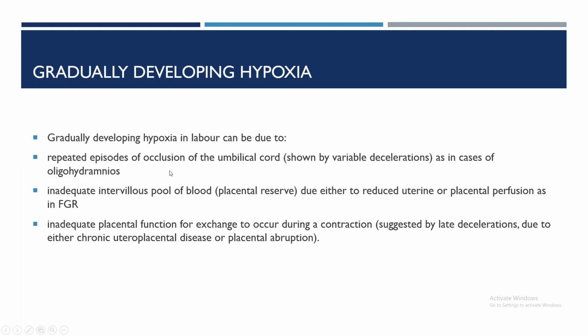So it can be due to repeated cord compression. Like in oligohydramnios, there will be repeated cord compression and the hypoxia will develop gradually. Sometimes when the placental reserve is inadequate, in case of fetal growth restriction, reduced placental perfusion can also give rise to gradually developing hypoxia. Then also inadequate placental function, where you don't get adequate time in between the contractions, like in any small abruption or chronic uteroplacental disease.